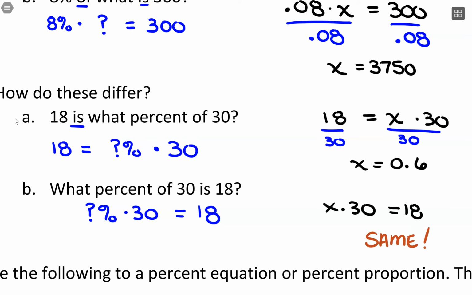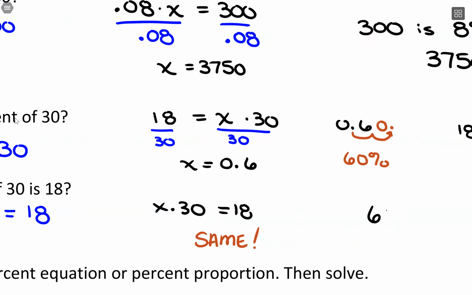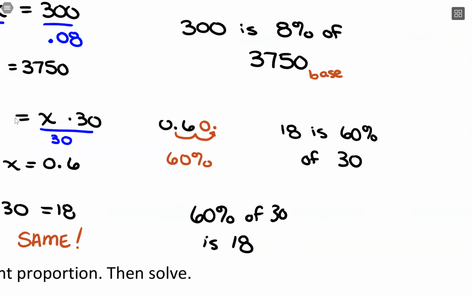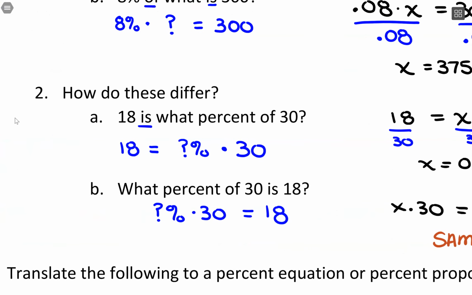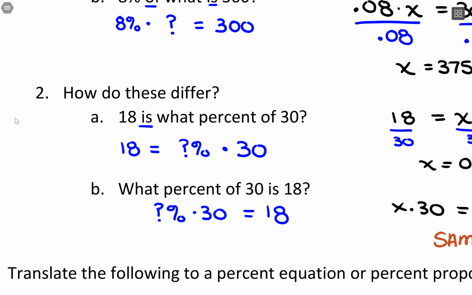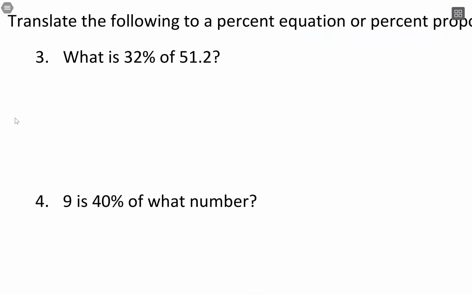So what we would get is the same solution of 60% of 30 is 18. It's just slightly different phrasing, but it says the same thing in the end. So sometimes you can have wording for two things that are actually exactly the same. All right, so with these, we're just going to translate and then calculate.